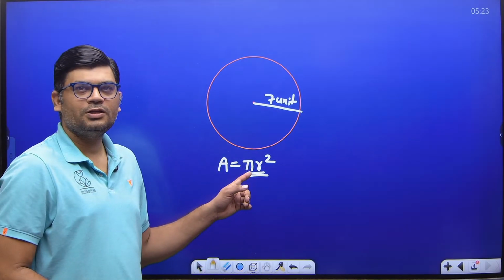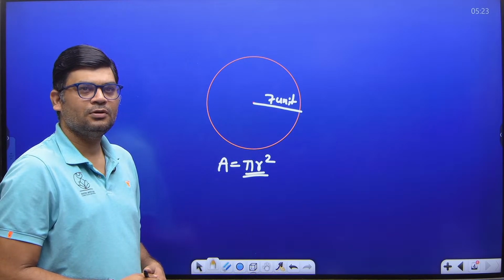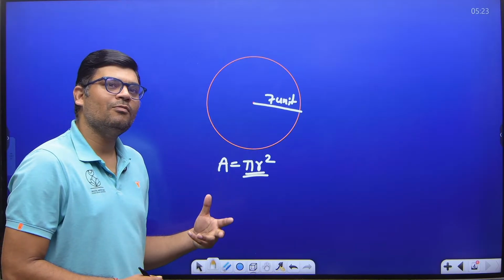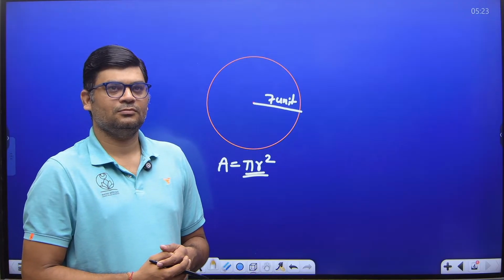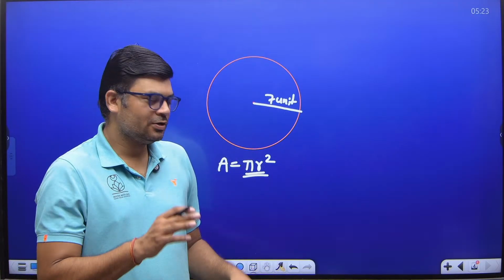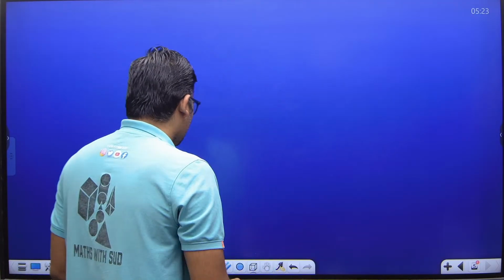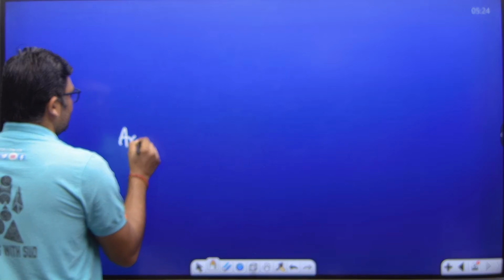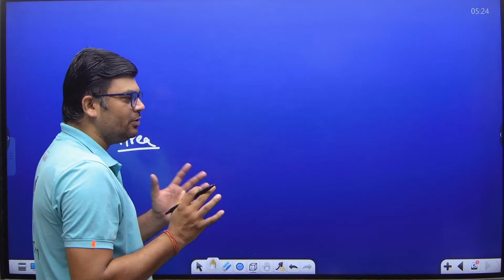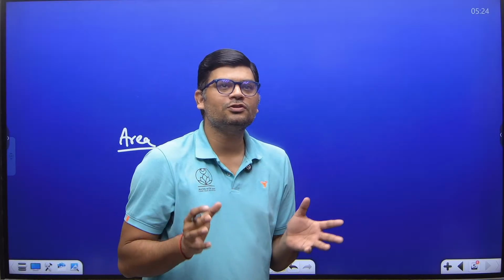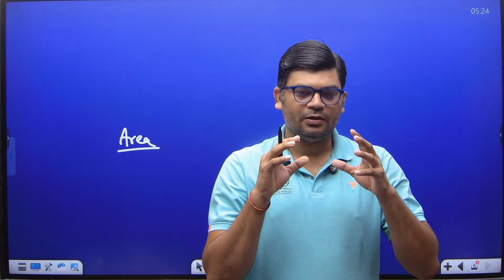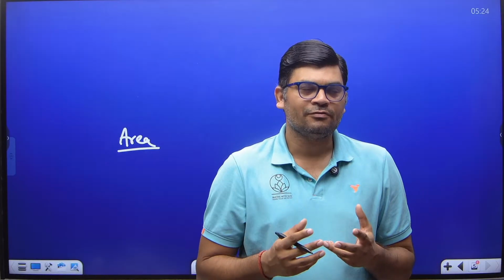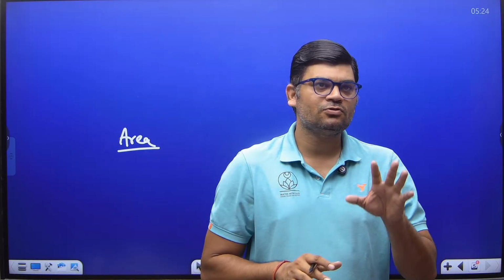Do you know how this formula came? Like the formula of a square, how side square came? Okay, so try to understand what area actually is. Area is the region bounded in any closed figure. If you are having a closed figure, the region which is bounded inside a closed figure is known as area.